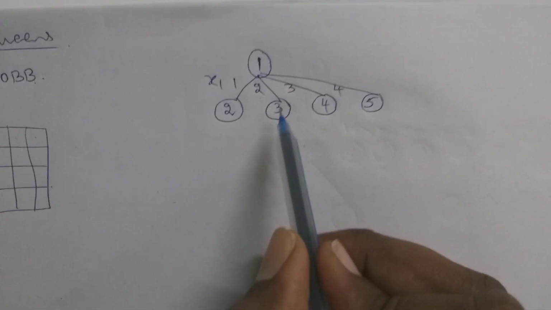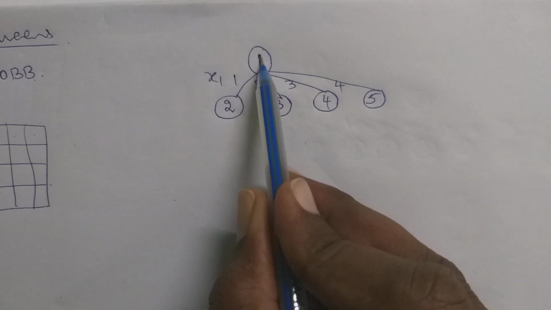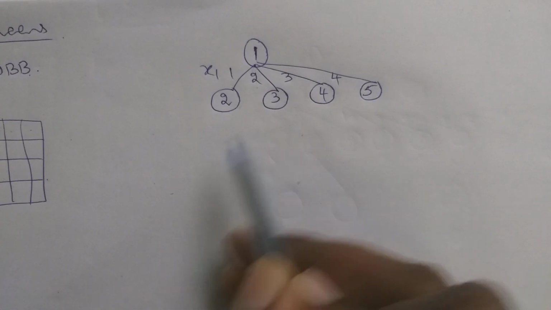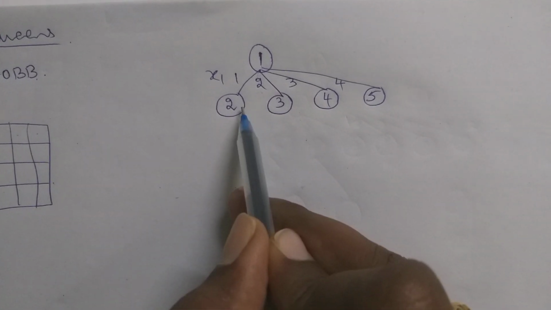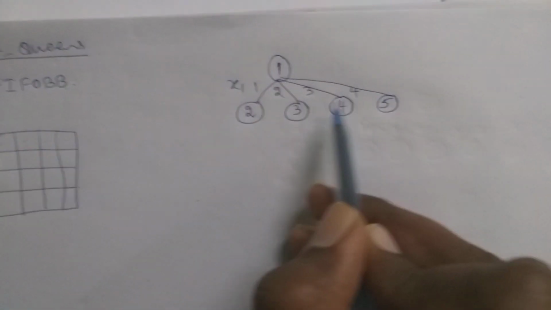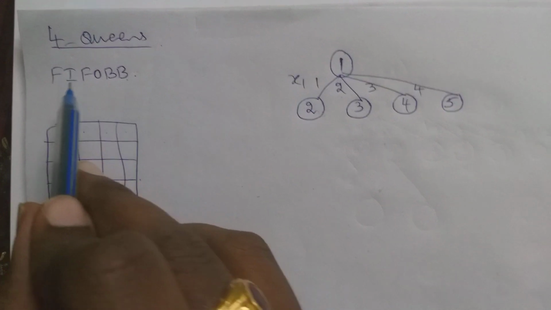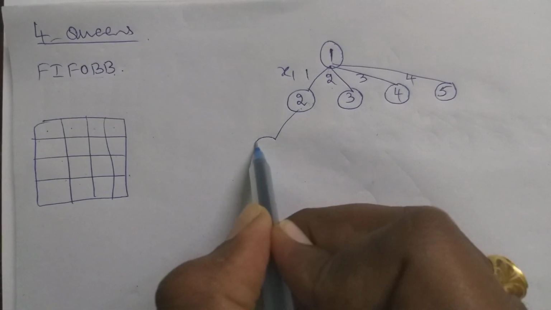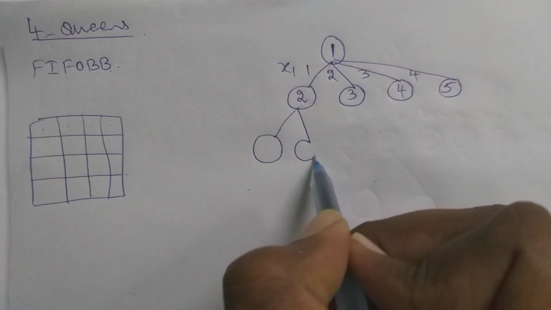Now node 1 has become a dead node, and among the available live nodes 2, 3, 4, 5, we need to choose one as E node. 2 is the first node generated. Using FIFO branch and bound, the first node generated becomes E node and it will generate the nodes.